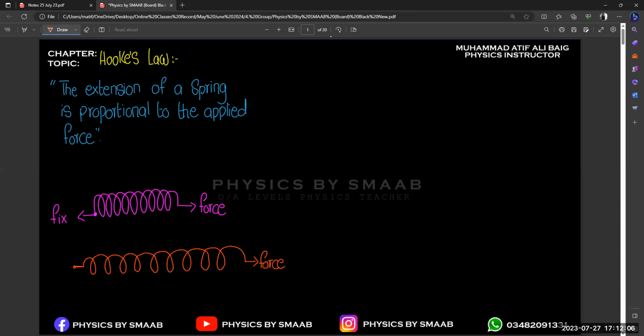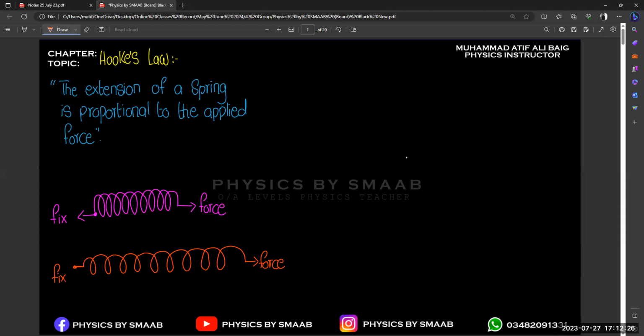Force, and this is the point on the left hand side. So according to Hooke's law, the statement is very simple, that if we apply a force, it is directly proportional to the extension of the spring. It means that if you increase the magnitude of the force, the length or the extension of the spring will automatically increase with the force, right?